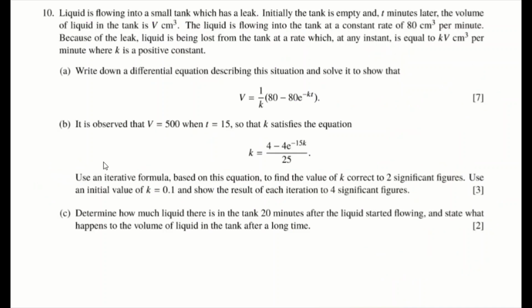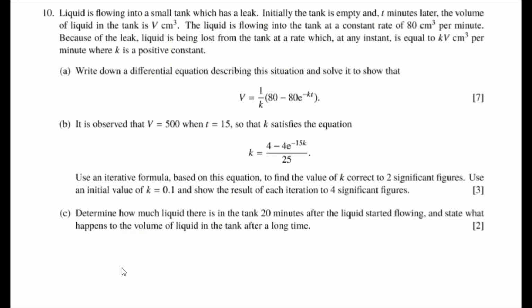Okay, question 10. Liquid is flowing into a small tank which has a leak. Initially, the tank is empty. So which means when t equals to 0, the volume is 0. So after t minutes later, the volume of the liquid in the tank is V. So the liquid is flowing into the tank at a constant rate of 80 cm cube per minute. So because of the leak, the liquid is lost at the same time at any instant at a rate equal to kV. So write down a differential equation describing this situation and solve it to show this thing.